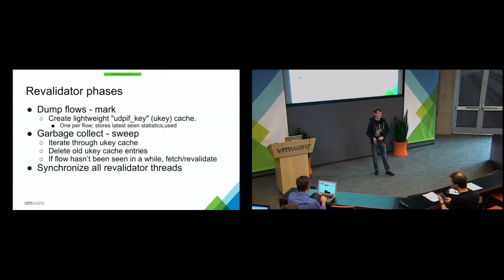A little bit more zooming in on details. We use a mark and sweep algorithm for this. So we dump flows from the data path. We build up a cache in user space that maps a particular data path flow to a set of statistics that's most recently been seen. Then we sweep. The other thing is that this allows the Revalidator to see what flows are actually in the data path.